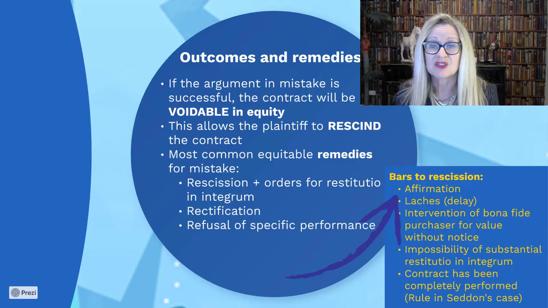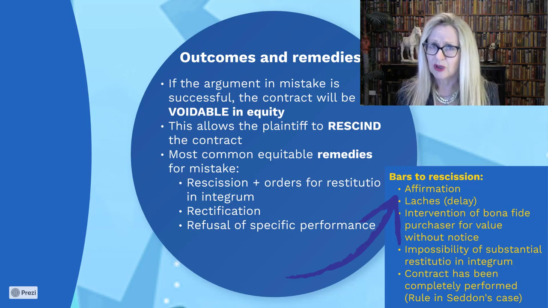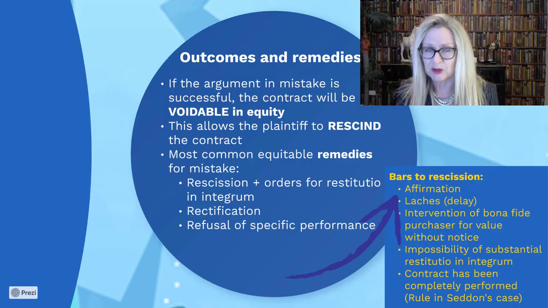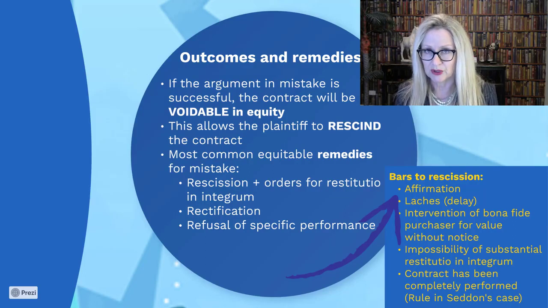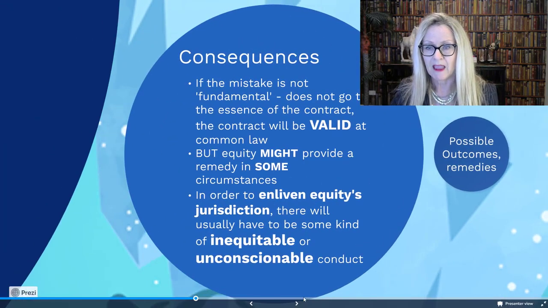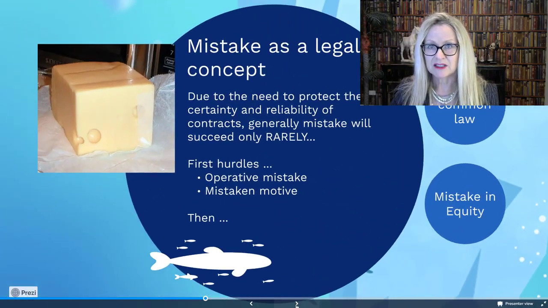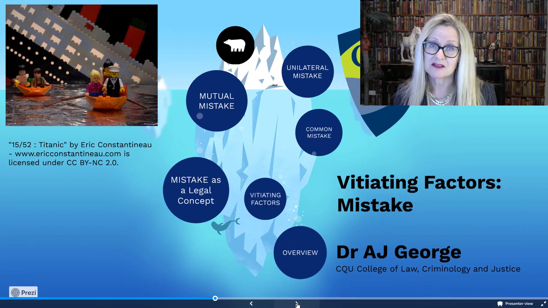And the last one that's, I guess, of interest for us is where one of the parties that's not mistaken then says, no, I actually want you to go ahead and perform this contract. They ask the court for an order for specific performance. You can then counterclaim for refusal of specific performance. So there's some of the ways that equity might rescue the situation for the poor old mistaken party. And that is the basis for mistake as a legal concept.